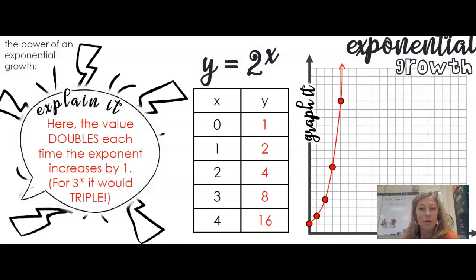I've run out of time and period 6 is coming in, so I'm going to show you the answer key. Make sure that you have this part written here where it says explain it. It says here the value doubles each time the exponent increases by 1. For 3 to the x, it would triple. So this base determines how much it increases every time. Make sure you have that down.